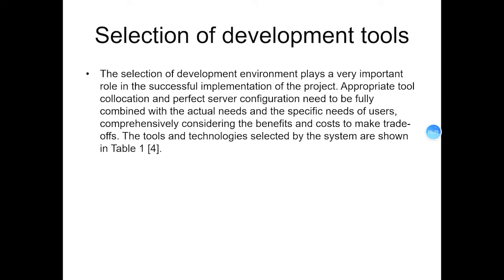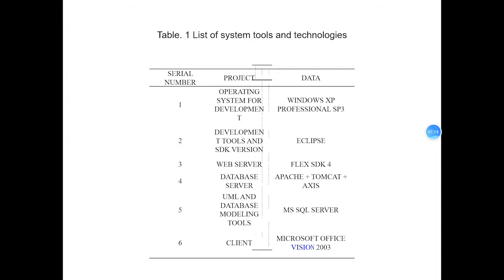Selection of development tools. The selection of development environment plays a very important role in the successful implementation of the project. Appropriate tool collocation and the perfect server configuration need to be fully combined with the actual needs and the specific needs of users, comprehensively considering the benefits and costs to make trade-offs. The tools and the technologies selected by the system are shown in Table 1. Table 1 lists the system tools and technologies as follows.